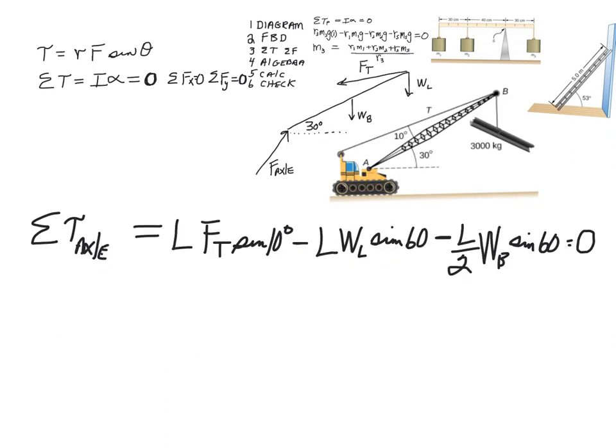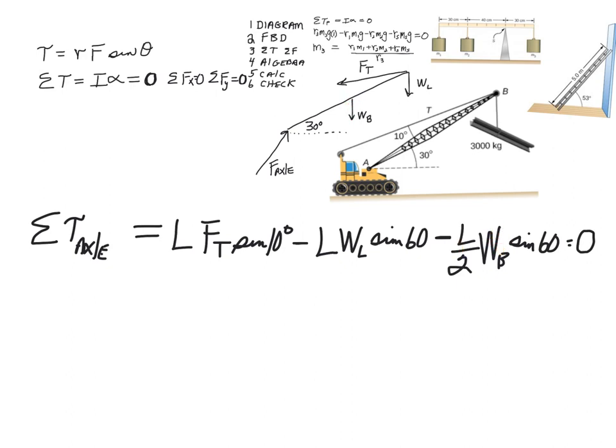Okay, there's the equation. Sum of the torques equals 0. The first torque, the positive torque, acts at the end of the beam, so it's a distance L, the length of the boom. There's the Ft, and there's the sine of 10 degrees, the angle between those two vectors. That's a positive torque. The first negative torque is the weight of the load. That acts at a distance L from the axis, and the angle is 60 degrees, right? Because it's this angle, it's not this angle.